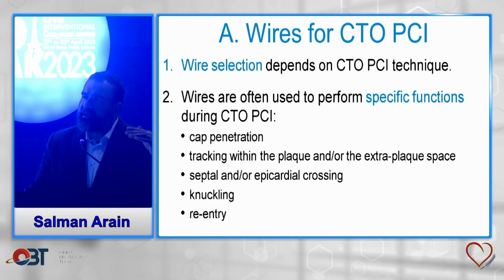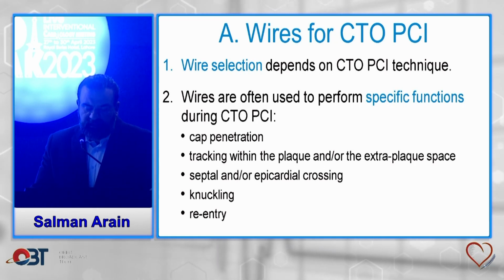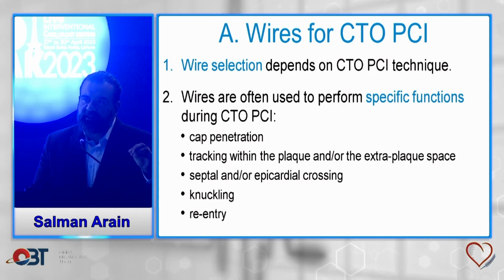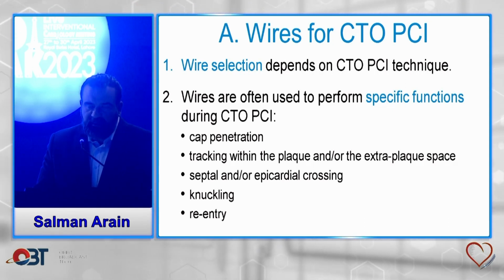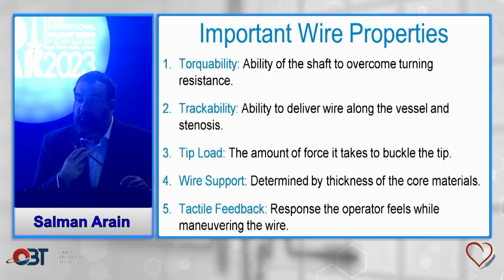What we used to call the subintimal space is now the extra plaque space. Septal or epicardial crossing, knuckling, and re-entry. So all of these are different features of the CTO intervention, and they require different wires. And that's why it often requires several interchanges.